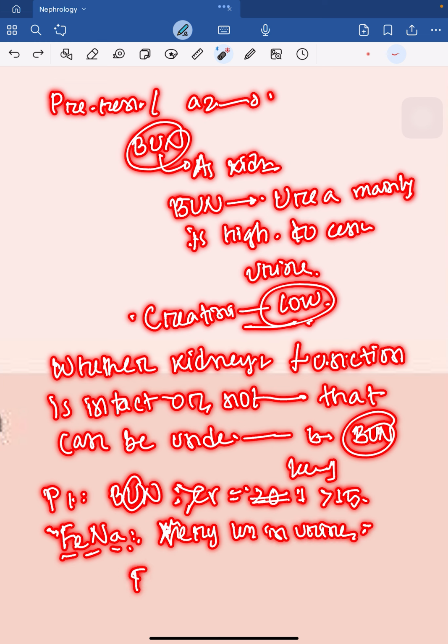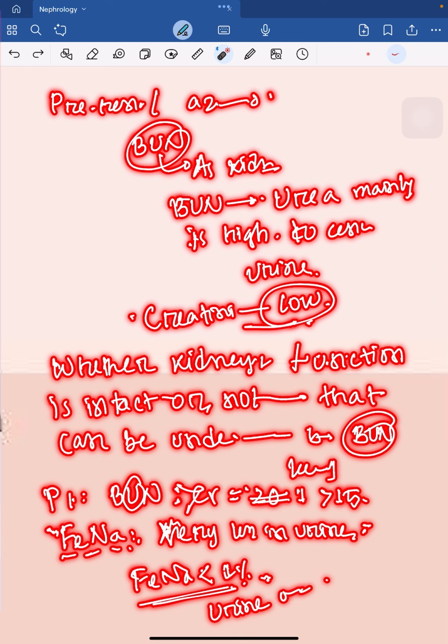So FeNa should be less than 1%, and urine osmolarity is more than 500 milliosmol, as urea absorption ability is good, so the sodium absorption will occur, and urine osmolarity should also be more than 500.